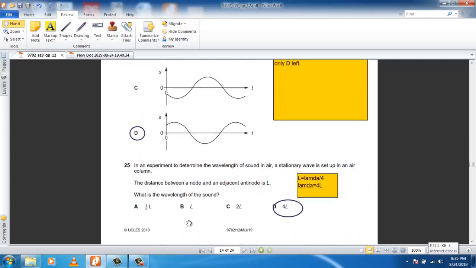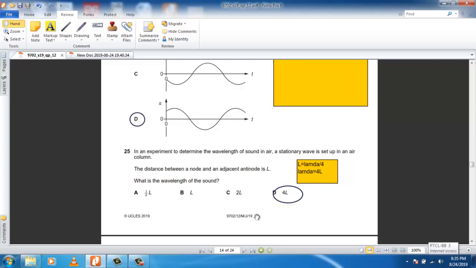Question number 25 says that in an experiment to determine the wavelength of sound in air, a stationary wave is set up in an air column. The distance between a node and an adjacent antinode is L. What is the wavelength of the sound? That's quite simple. Node and antinode, the distance is lambda by 4. Node and node, the distance is lambda by 2. So L equals lambda by 4. Lambda is 4L. Just make lambda the subject. It's D.